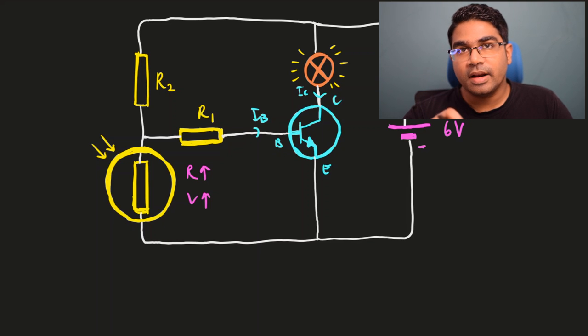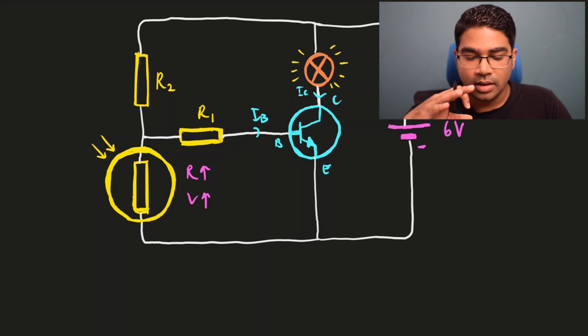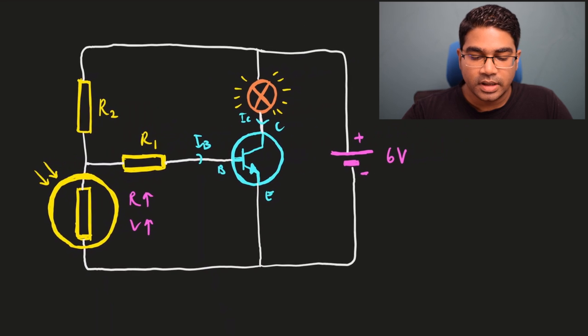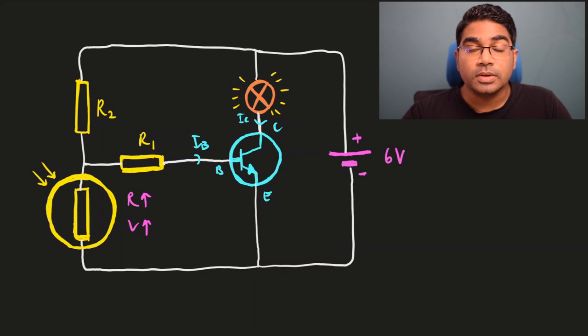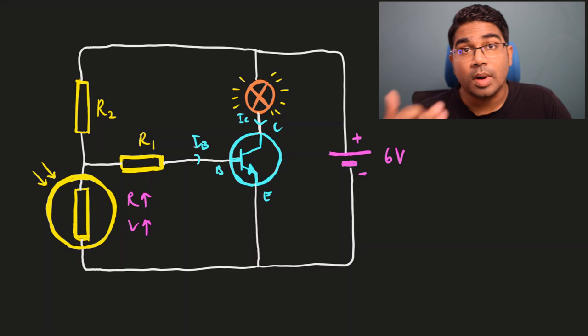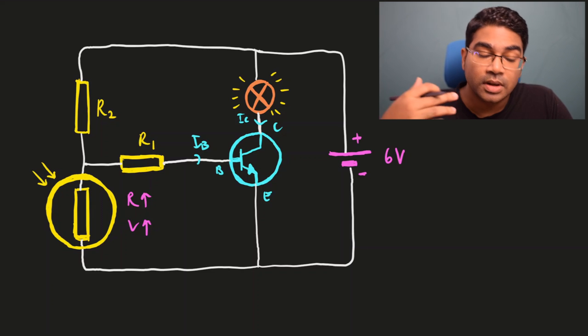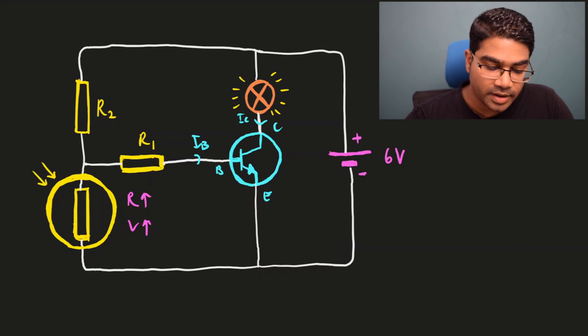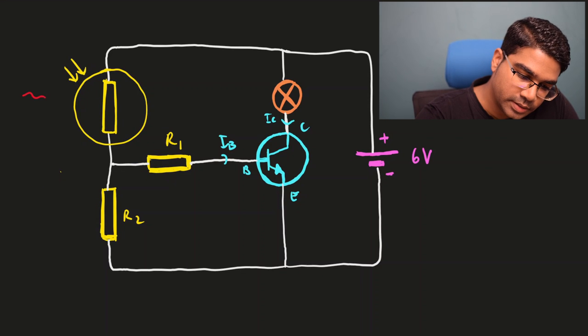So when the LDR is placed in the base circuit, what we have is an automatic switch for the bulb to come on when it is dark. Now what happens when we swap places again? So let's swap places between R2 and the LDR. Now what happens when it's bright?